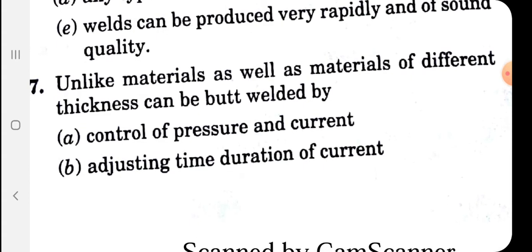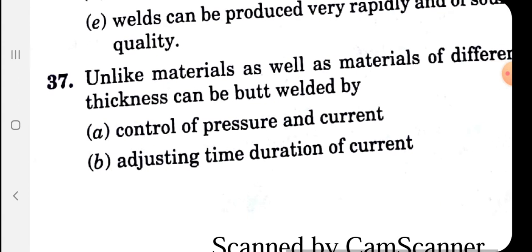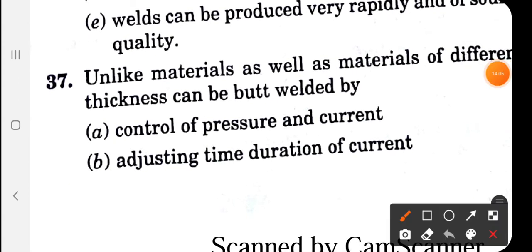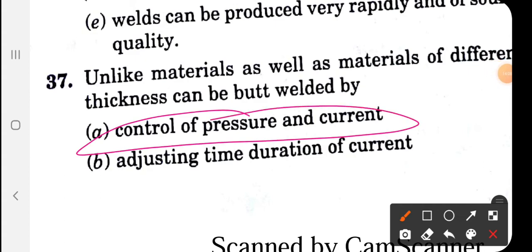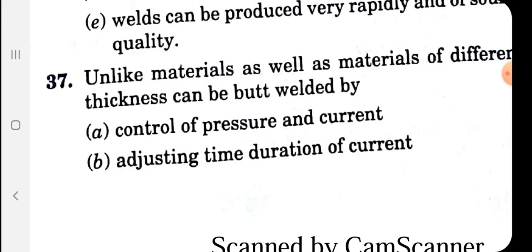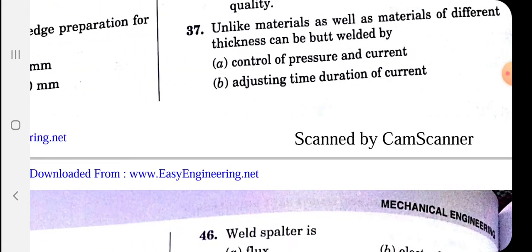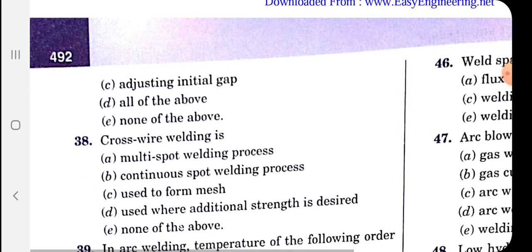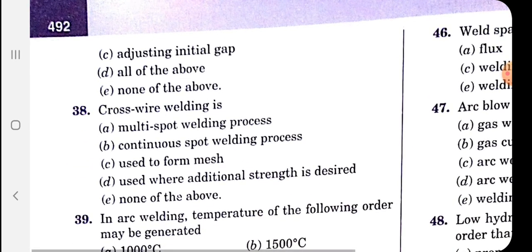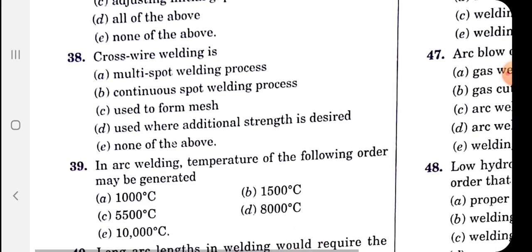Unlike materials as well as materials of a different thickness can be butt welded by control of pressure and current, adjusting duration of current. So 37 is A, control of pressure and current. So unlike materials as well as materials of different thickness can be butt welded by control of pressure and current. So remember, don't take all of the above.